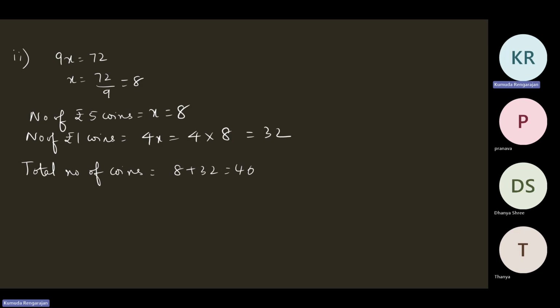The total value of rupee 5 coins in the piggy bank is the value of the 5 rupee coins. So how many 5 rupee coins? 8 5 rupee coins. So total value of 5 rupee coins in the piggy bank is equal to the denomination, which is 5, and how many 5 rupee coins? 8. So the value is 40 rupees.